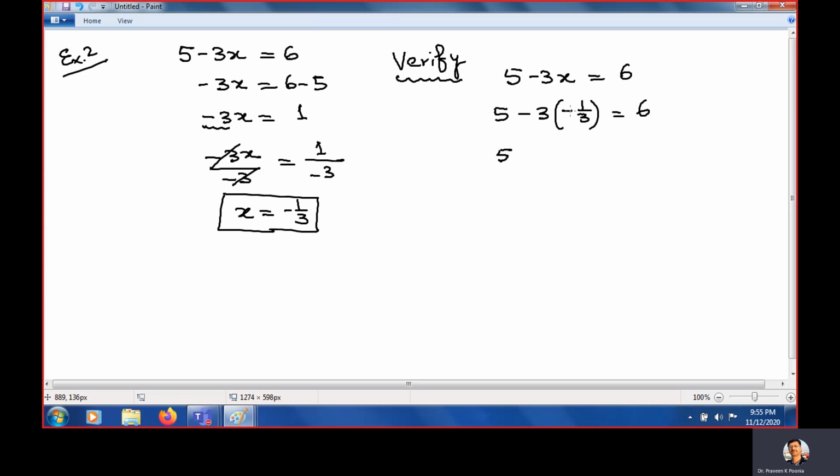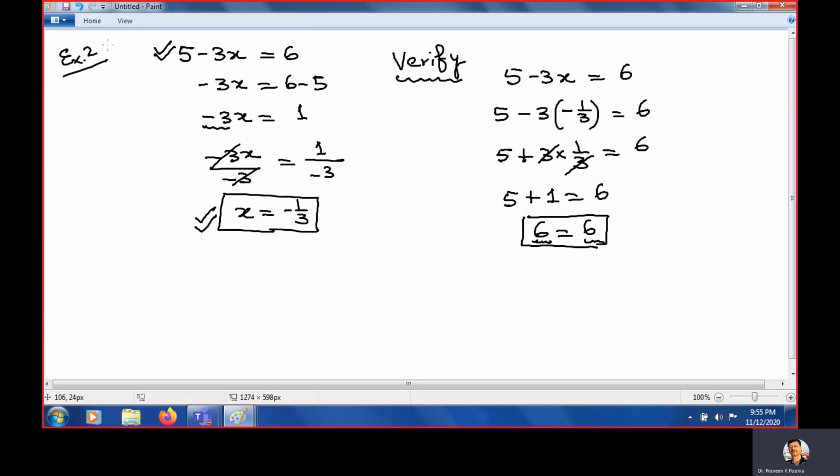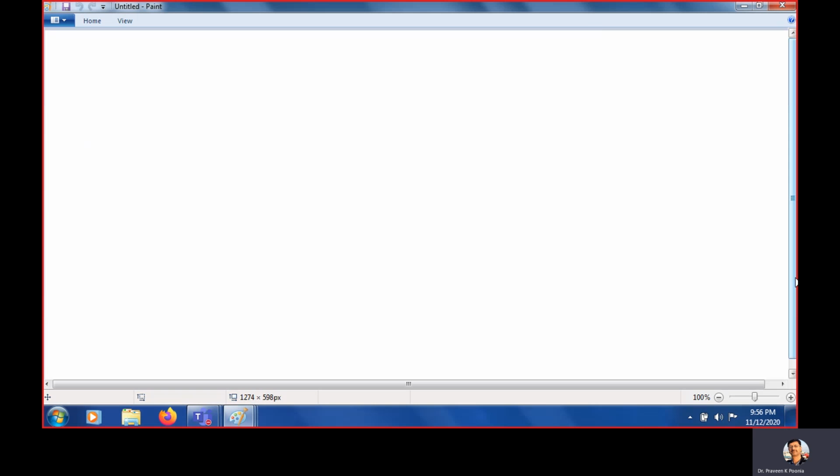So 5 minus minus, plus 3 times 1 upon 3 is equal to 6. 3 cancelled by 3. So what is it? 5 plus 1 is equal to 6. 6 equals 6. So if you get this, meaning whatever is on the left side is the same as the right side, then that shows whatever value of x you have got for the given equation is absolutely correct. Okay, so this is example number 2.